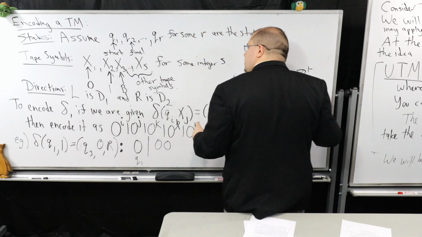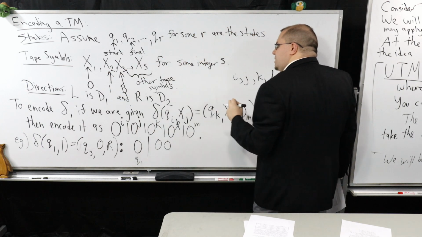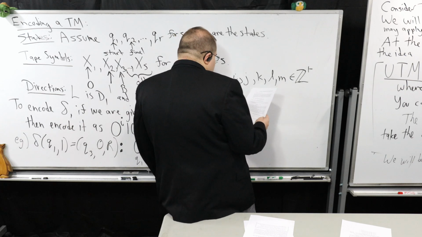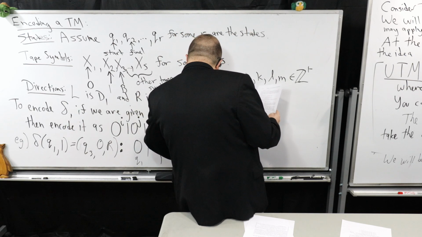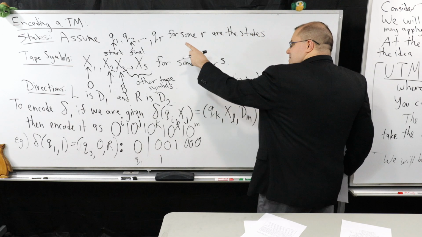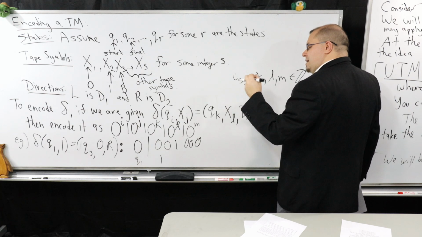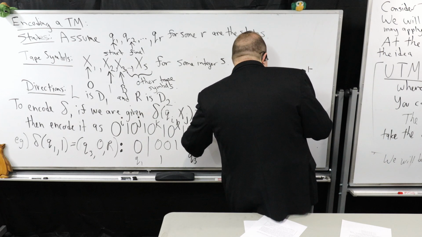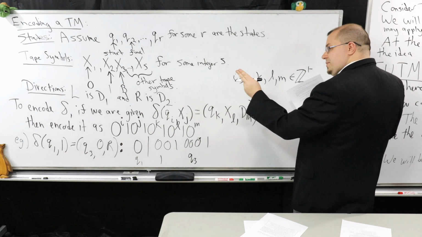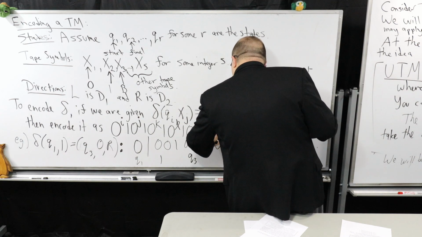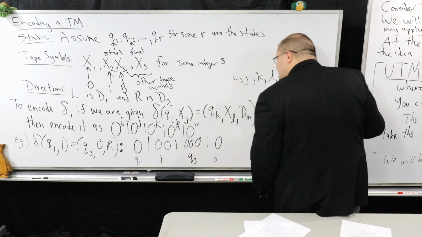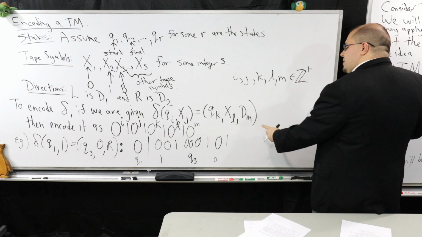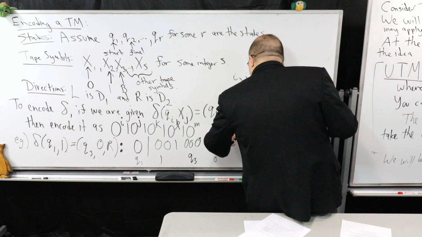Then I have a 1. But 1 is encoded as x2, and that's what j is, right? So I'm going to have 2 zeros. This is for my 1. I'm going to have a separator. Then I have 3 zeros because I have q3, the third state listed. So this is for q3. Then I'm going to have a 1. And now I'm going to write a 0. That's the very first symbol in my tape symbols, so I'm going to write only 1 zero. So this is for 0. And then, of course, I have my direction. Go to the right. That's D2, and that's what m is. m is 2 here, so I write 2 zeros.